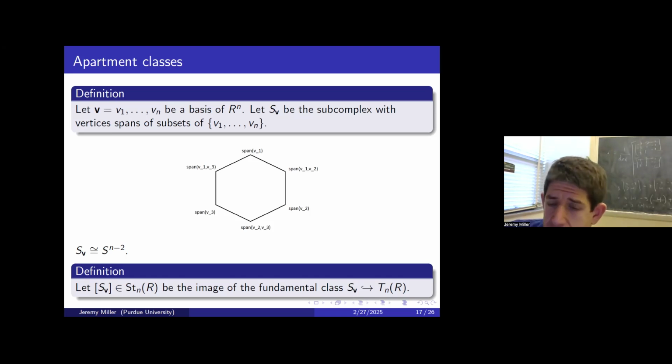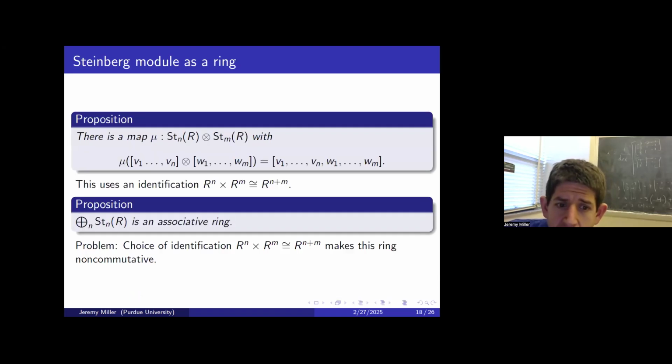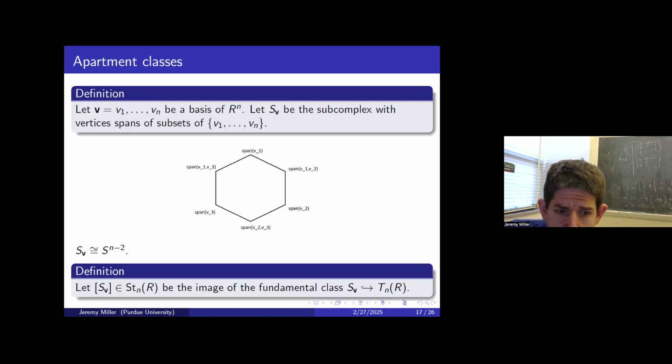Yeah. So inside the Tits building are these natural spheres coming from bases, and these spheres are called apartments. The image of the fundamental classes of these spheres in the homology of the Tits building, so in the Steinberg module, are called apartment classes. And it turns out that when R is a field, these classes generate the Steinberg module.